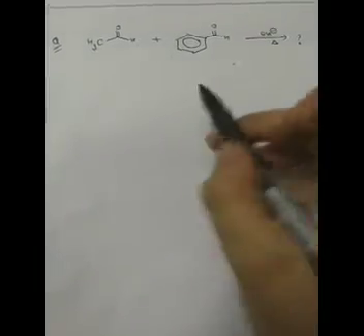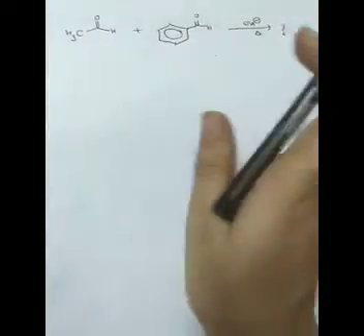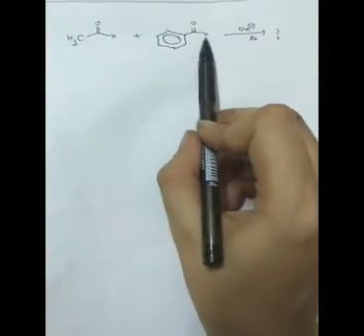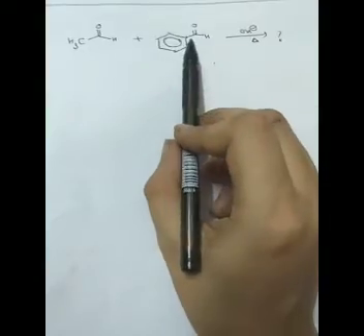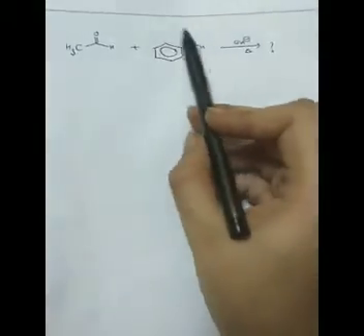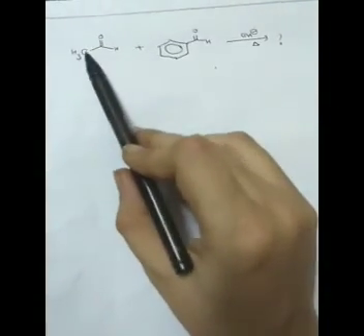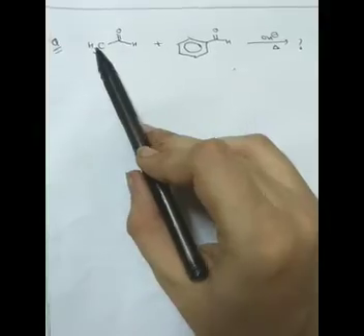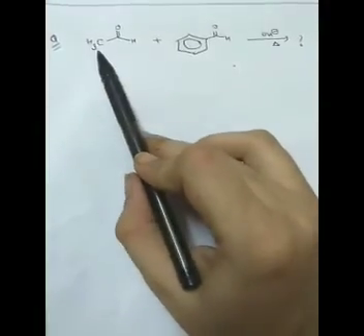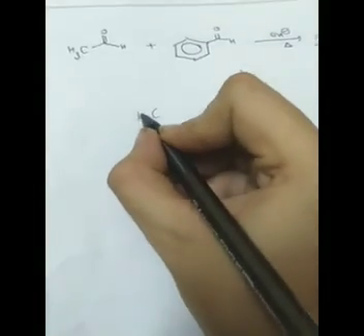Okay, what we have to note here is that this compound does not have any alpha hydrogens. See, this is not an alpha hydrogen, and this carbon does not have any hydrogen at all, right? So this compound does not have any alpha hydrogens, right? But this compound has alpha hydrogens. That means hydrogens have to be taken from here, right? Not from here.